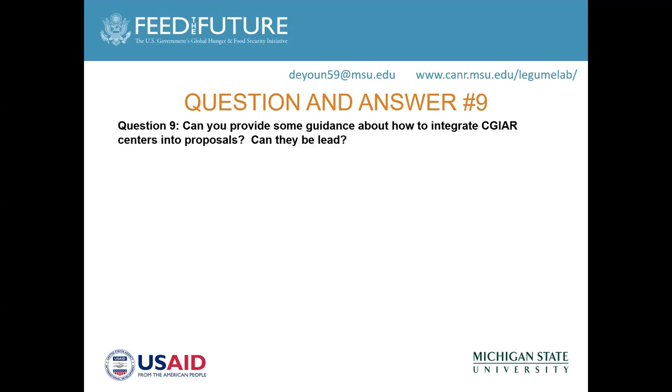All right, welcome back. Again, I'll reread the question. Question 9 is, can you provide some guidance about how to integrate CGIAR centers into proposals? Can they be leads? Thanks for that question, or those 2 questions actually. We encourage CGIAR institutions to participate in these calls for proposals. They can be lead institutions as is indicated, but clearly U.S. institutions are required as well as host country institutions on all projects, and the funding distribution will be a consideration in evaluation. Thank you.